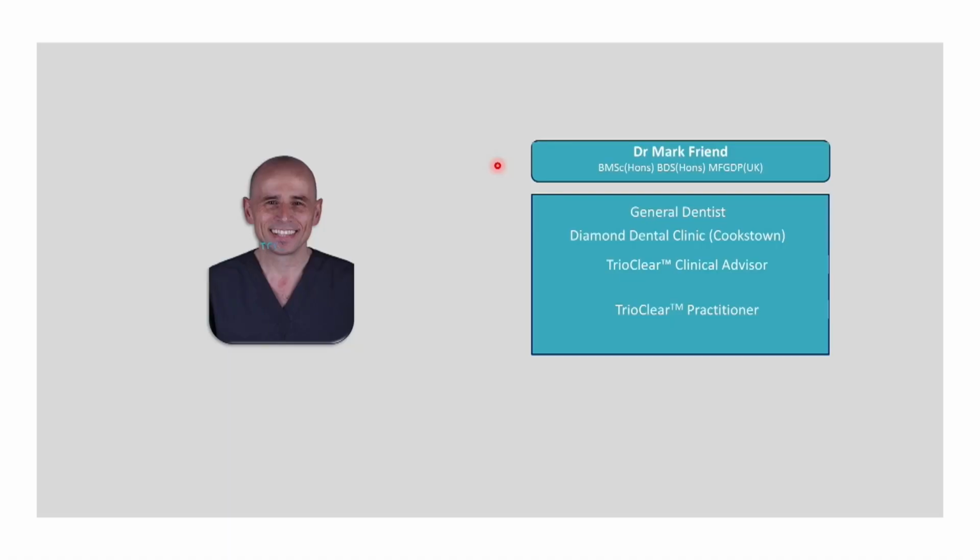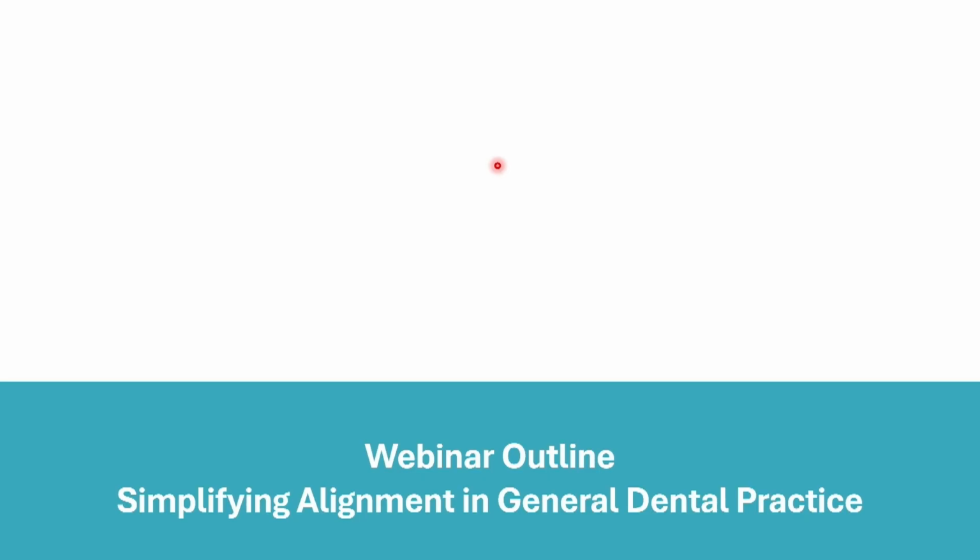That's a little bit about myself. I'm called Mark Friend. I'm a dentist. I work in Cookstown in Northern Ireland and do a full range of dental treatments apart from implants. Do a lot of clear aligning, a lot of restoring of teeth. I also work as an advisor for the TrioClear aligner system within UK and Republic of Ireland, and I am also a TrioClear practitioner, which means I use it in practice, and it works.